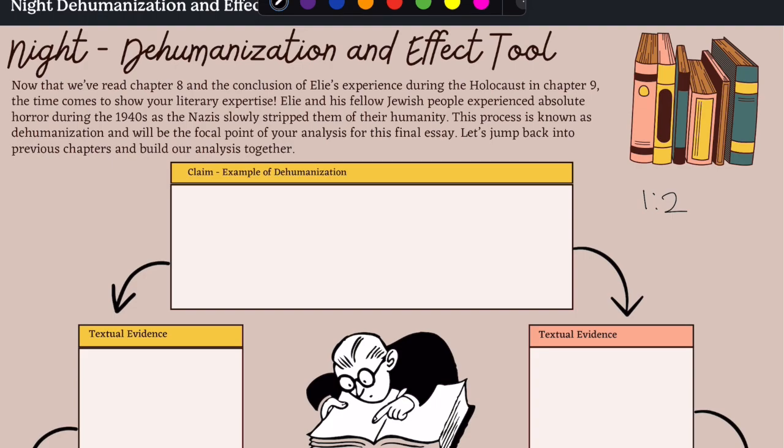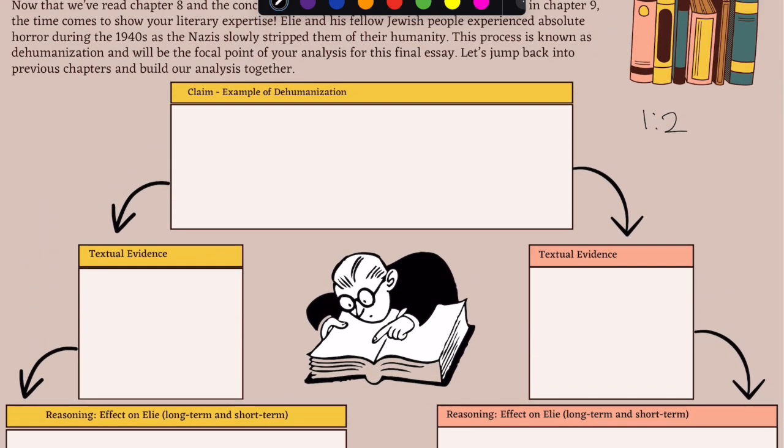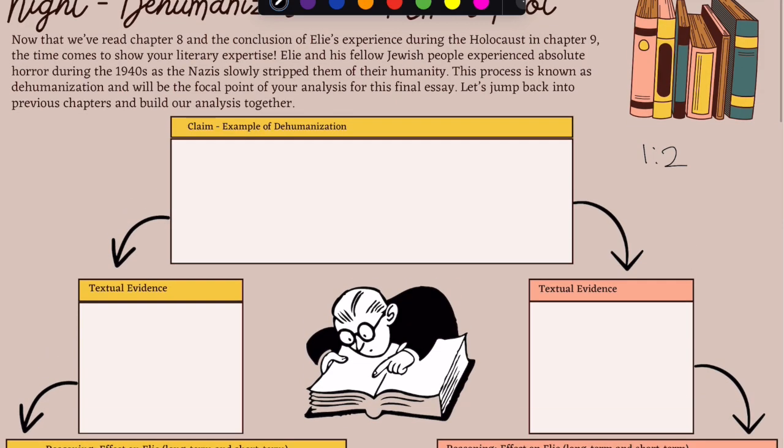So let's just jump right into it. So this first page here is going to reflect our first body paragraph, just like we do it when I'm there. So we're going to start with the claim, just like we always do, okay?